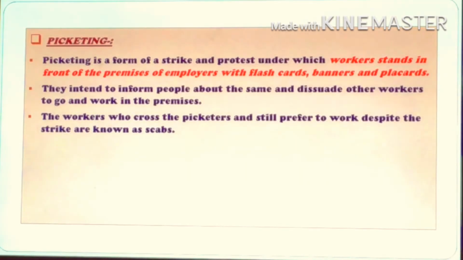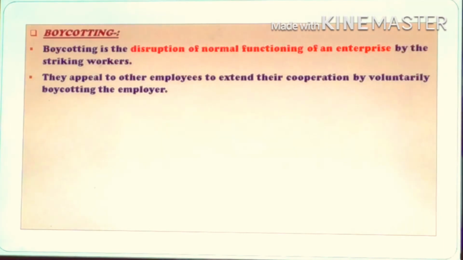The workmen who are doing strikes, they stop other workers to go to work in the premises. The workers who cross the picketers and still prefer to work despite the strike are known as scabs. So the workers who cross the picketers and still prefer to work are known as scabs. They are considered bad.